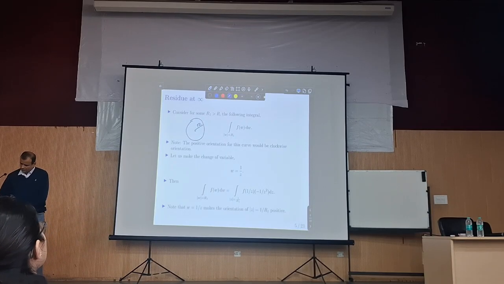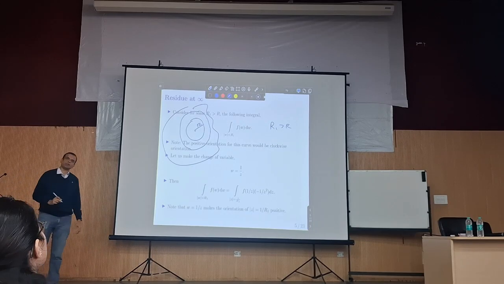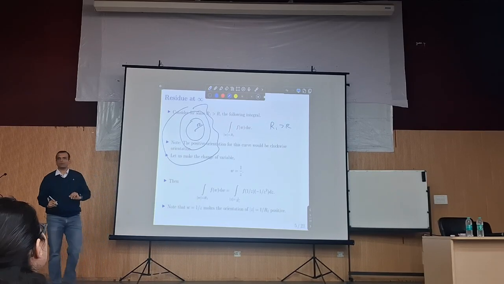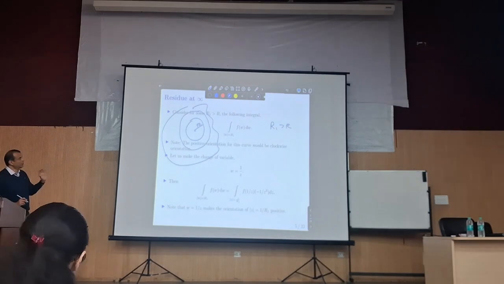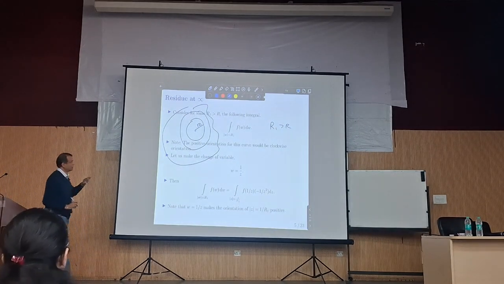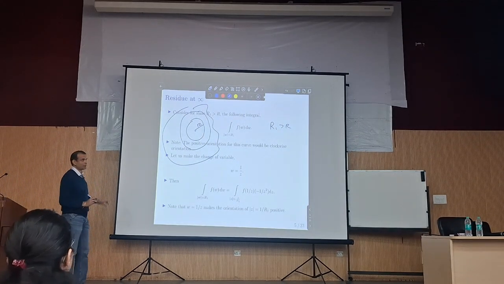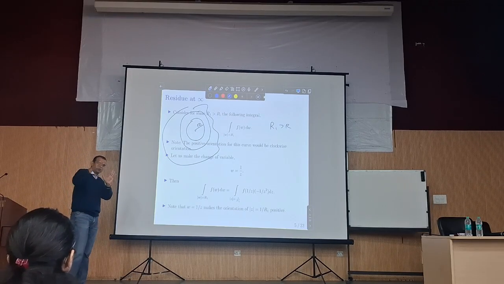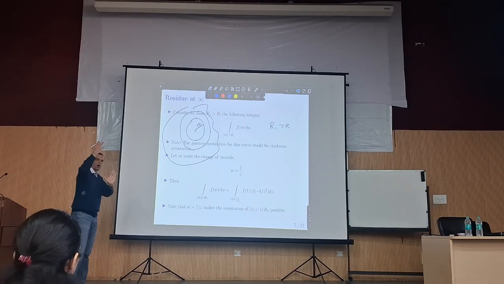Because the function is holomorphic outside a disk of radius R, you take any R1 bigger than R. Now you consider the integral over mod w equal to R1 of f of w dw. But one thing to notice is the orientation. The positive orientation is usually anti-clockwise, but now your function is not holomorphic in a deleted neighborhood inside. The function is holomorphic outside.